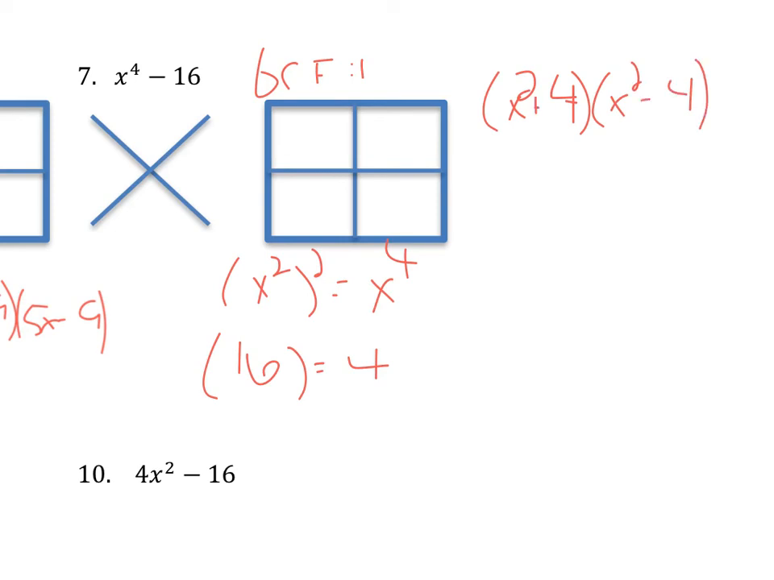Now this one, we are not done. x squared plus 4 we can't factor anymore, but x squared minus 4 we can factor. What squares to give us x squared is x. What squares to give us 4 is 2. One positive, one negative, and then that is your completely factored problem on that one.